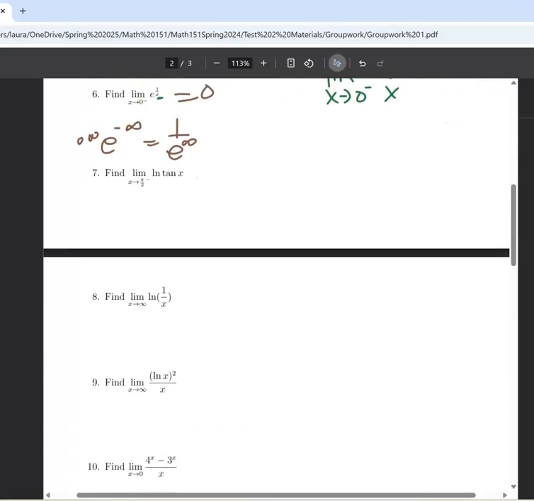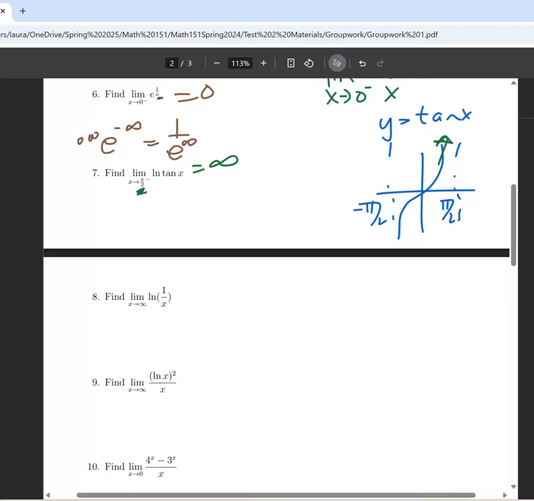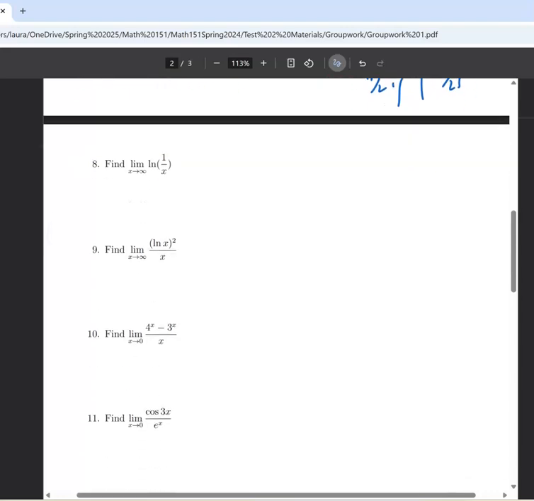Okay, let's look at this one. So tangents, you got to know your graphs. Your graph of tangent of x has an asymptote right here at pi over 2 and negative pi over 2. So this says go towards pi over 2 from the negative side. Oh, that's going up there to positive infinity. No L'Hopital's, just limits, right?